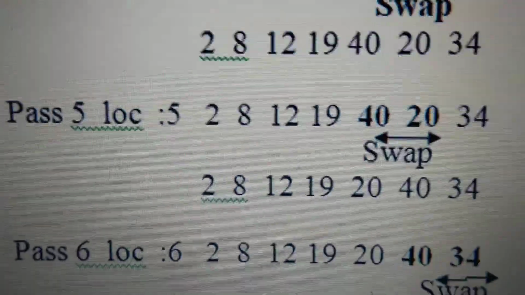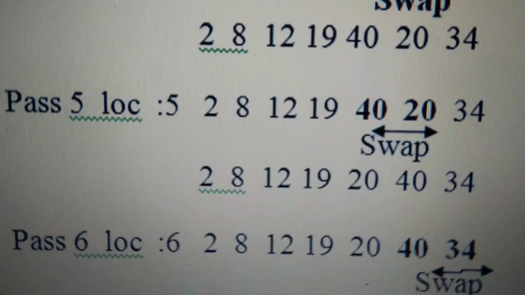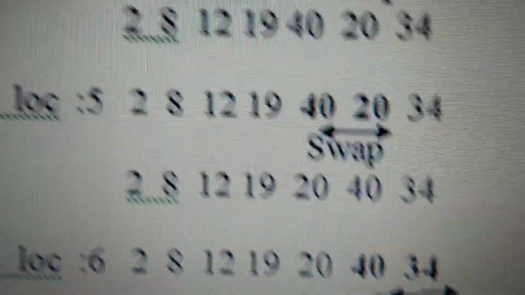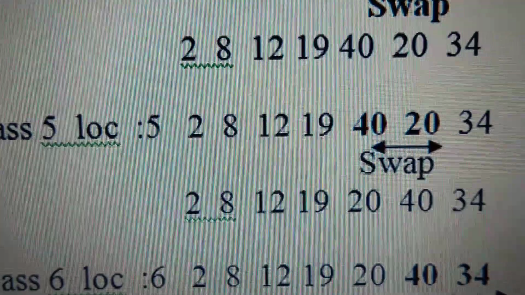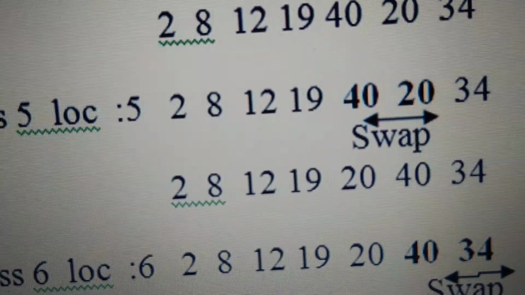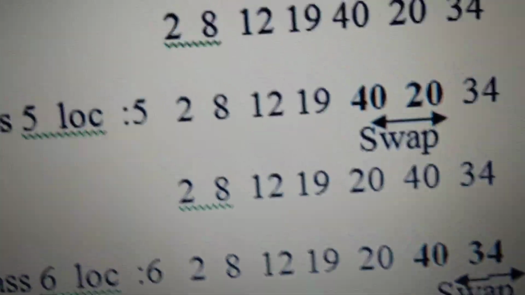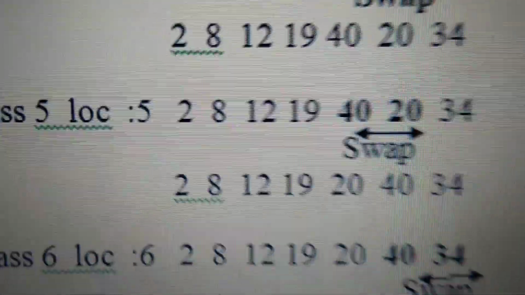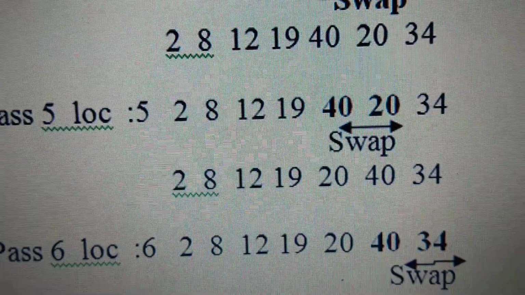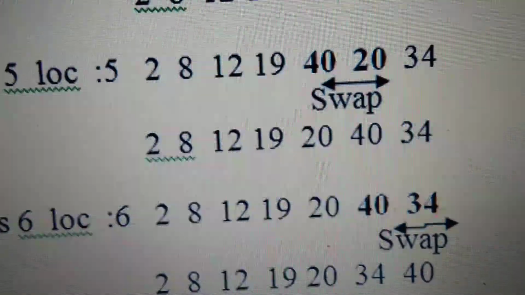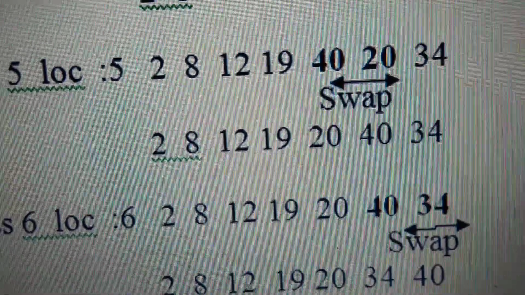Next, consider the fifth pass. In the fifth pass, again we have to repeat the same process. What is that process? To select the smallest element. In the fifth pass, we select the smallest element from the fifth element to the last. What is the fifth element here? 4th index. 4th index means 40 to 34. From 40 to 34, the smallest is 20. Now 20 and 40 have been replaced. After the fifth pass is over, in this example, 5 elements have been sorted. What are those? 2, 8, 12, 19, 20.